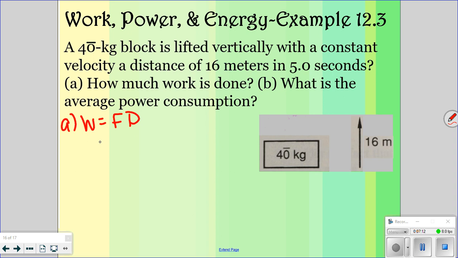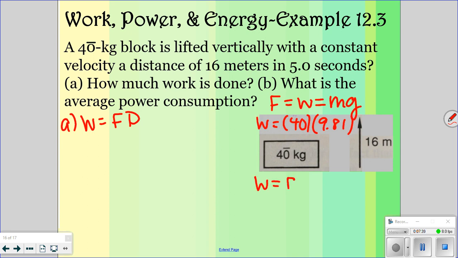So the force is the same thing as the weight of the block, but they give it as a 40 kilogram block. So we need to figure out the weight of it. So the force is going to equal the weight of the block, and the weight is mass times gravity. So our mass is 40, and our gravity is 9.81. So our weight, which is the same thing as our force, is going to be 392.4.